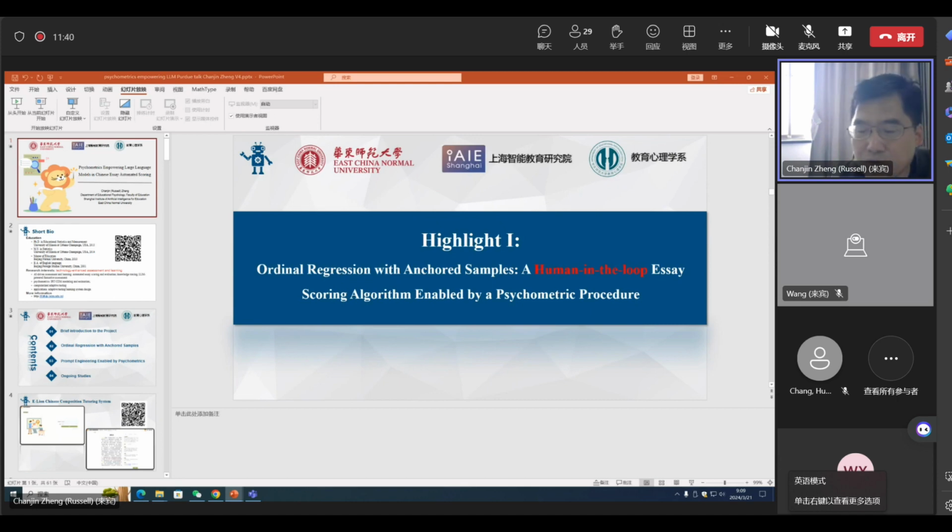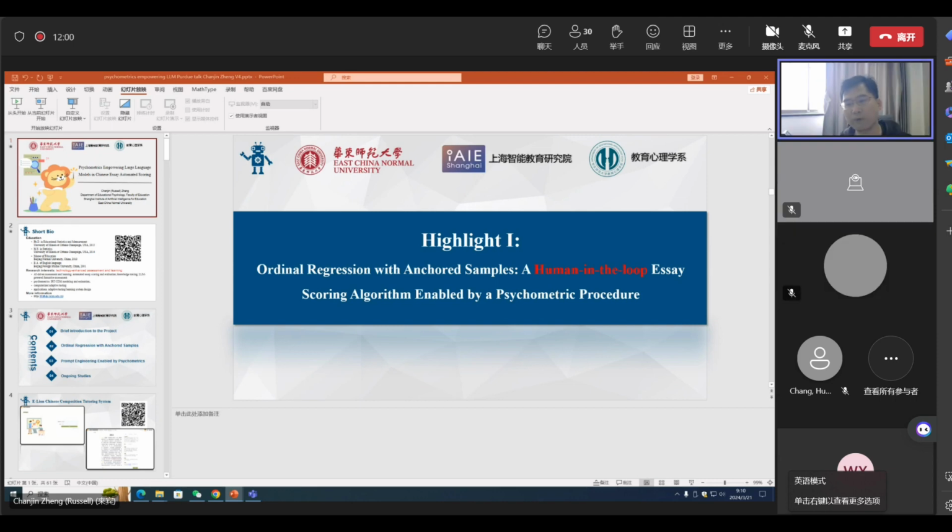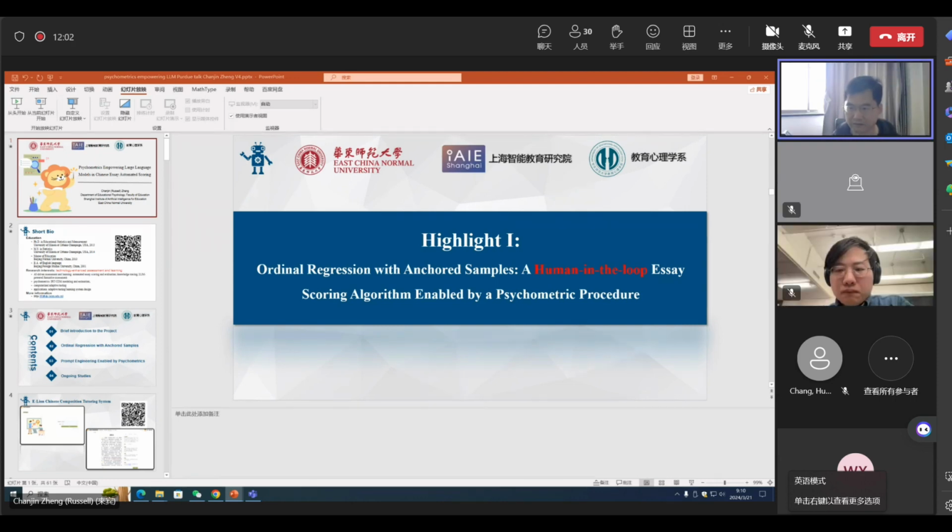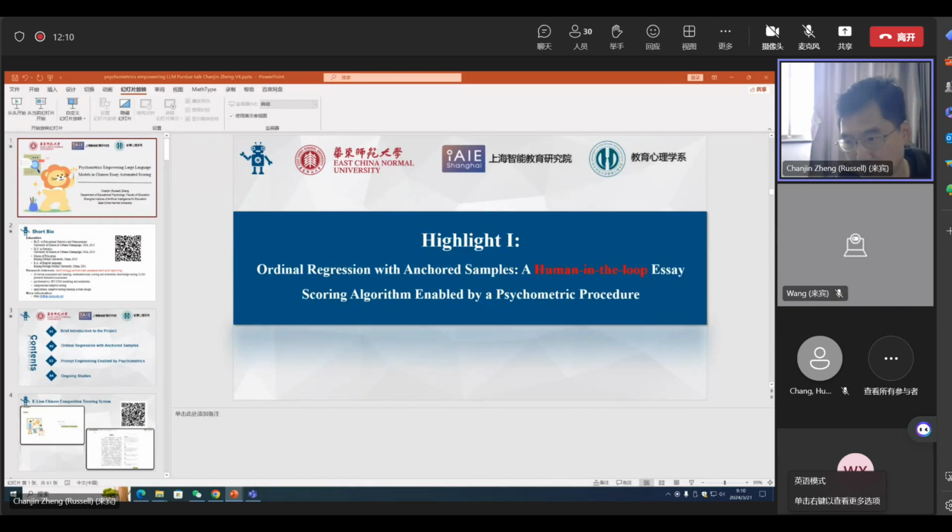So let me give you 2 examples to show how psychometric procedures, or assessment techniques in general, can help with grading essays or providing detailed feedback. The first one I call ordinal regression with anchored samples. The big thing here, which I have highlighted in red, is a human-in-the-loop essay scoring algorithm. Of course, it is enabled by the psychometric procedure.